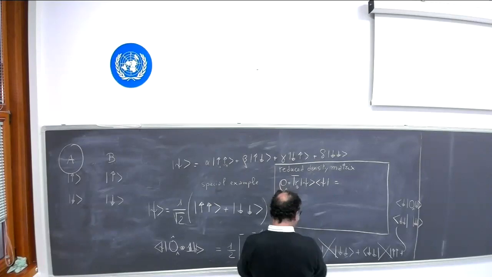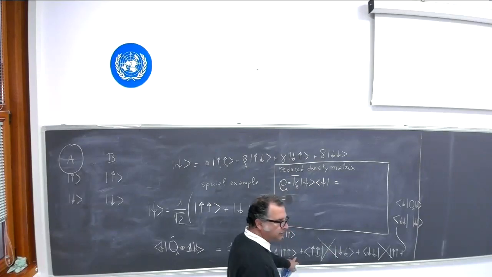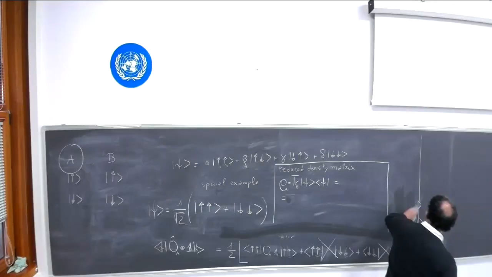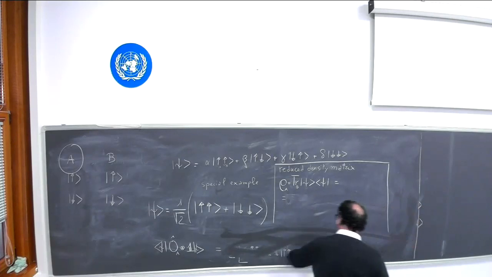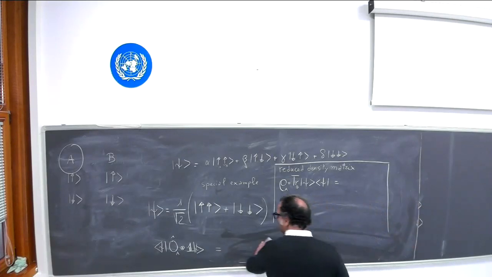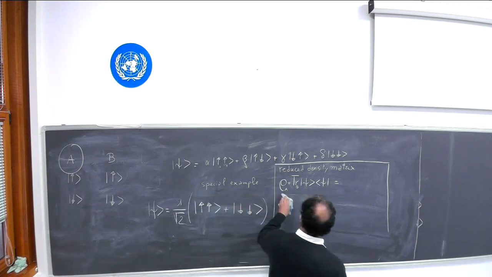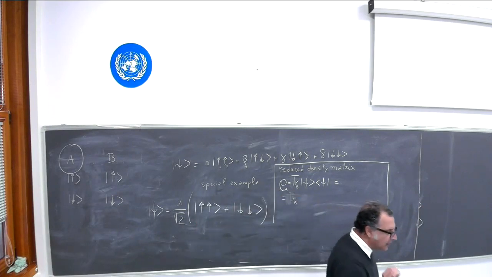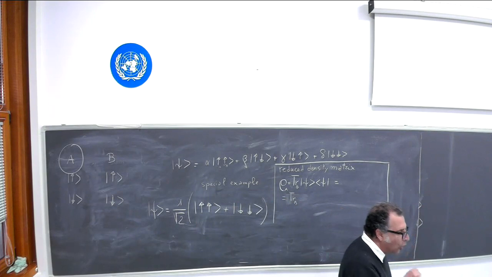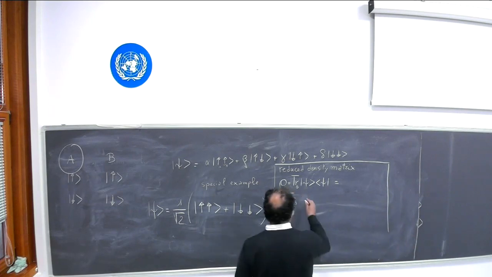Look here. So can I erase this below? Is it okay? Yes. I have more space. So I want to do it for this simple example, and then you will see how it works. So let's say I just write trace B, meaning again that I'm just doing the trace over only the indices of the B part. Let's see how it works.